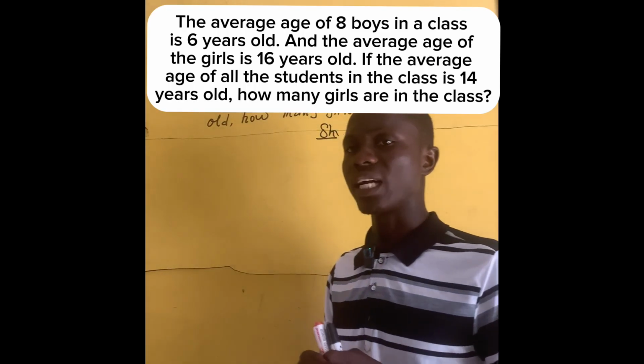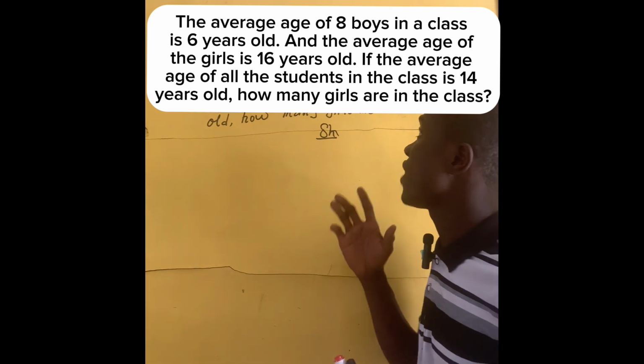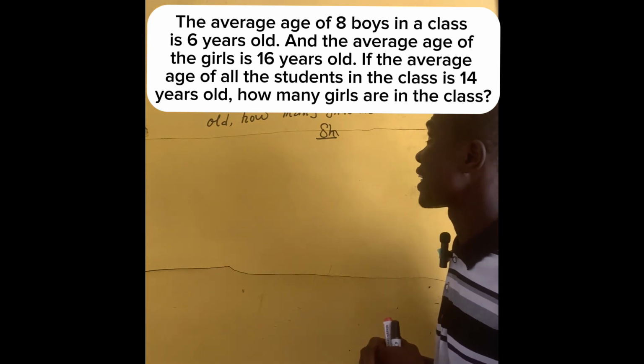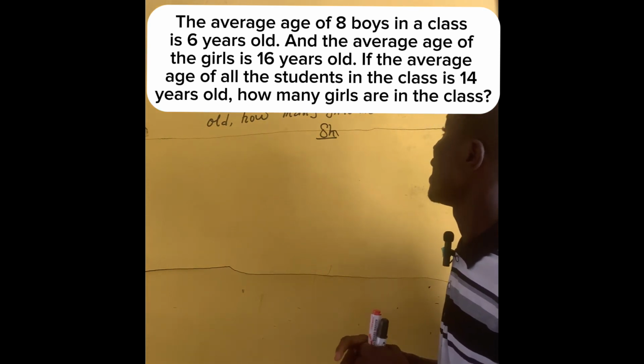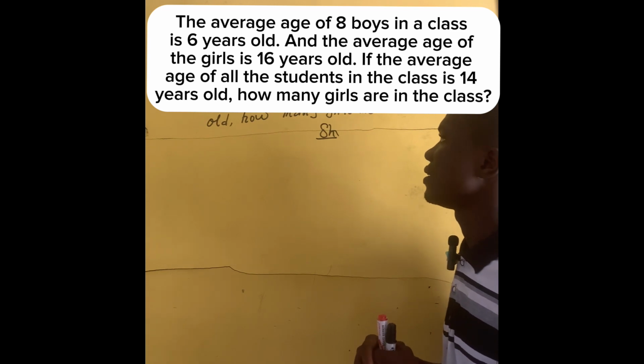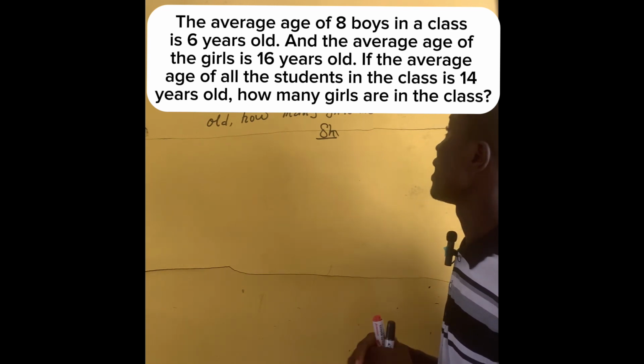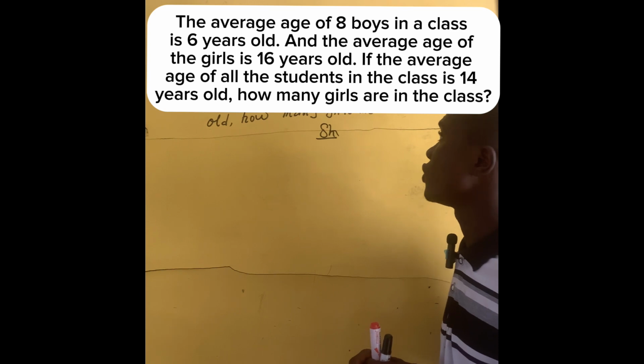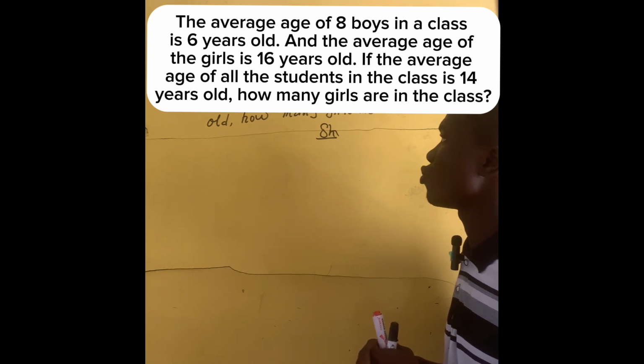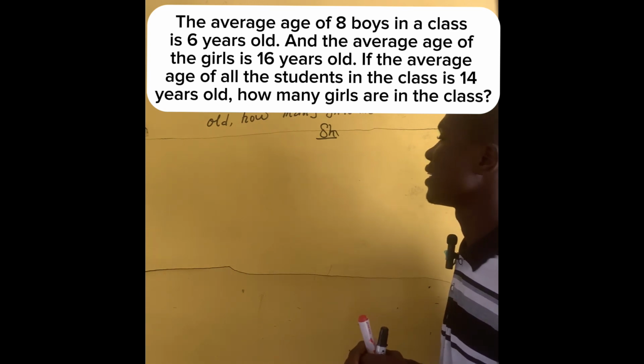Now, let us look at the question on the board. The average of 8 boys in the class is 60 years old, and the average of the girls is 60 years old. If the average age of all the students in the class is 40 years old, how many girls are in the class?